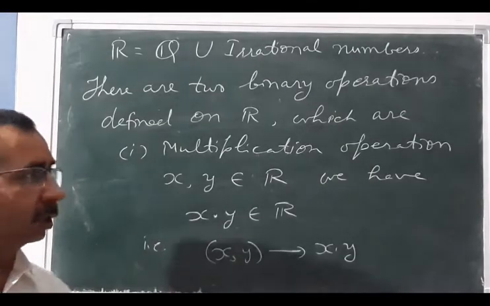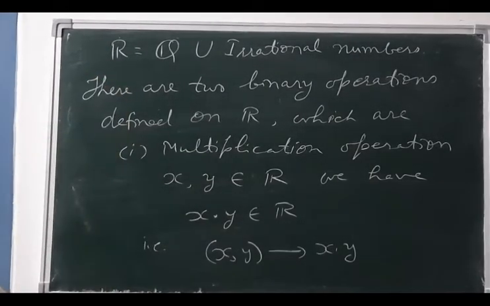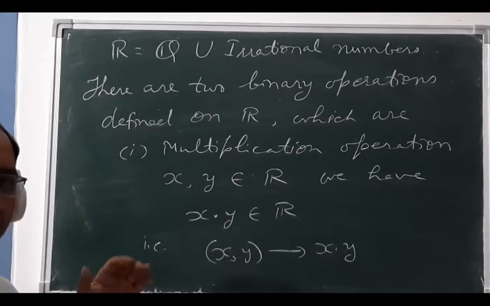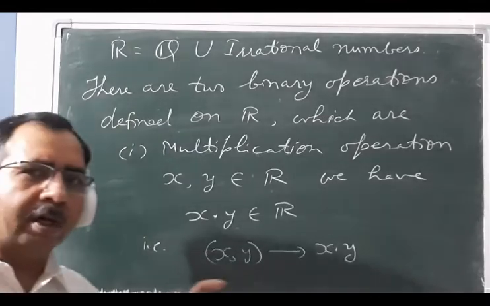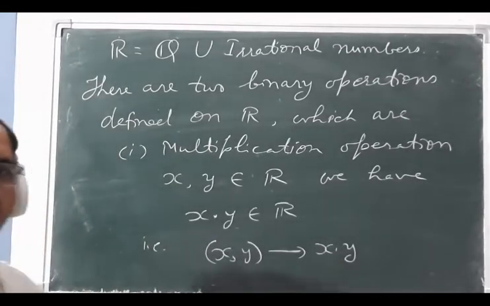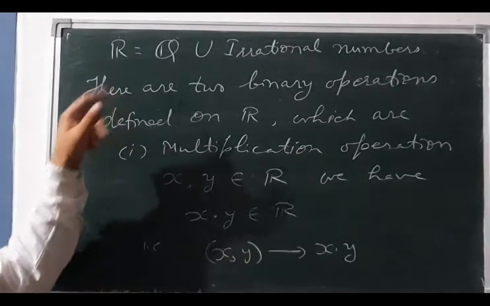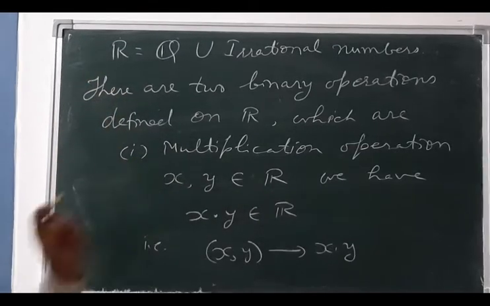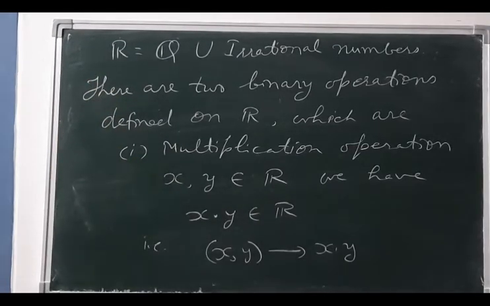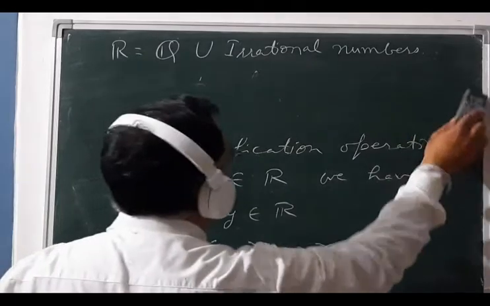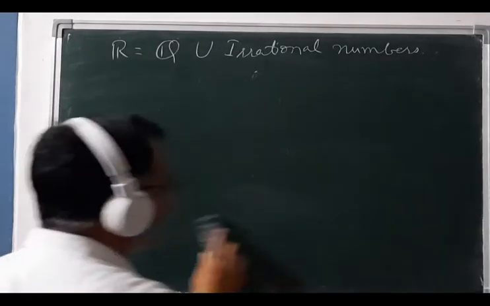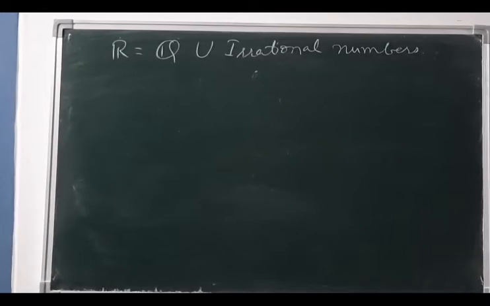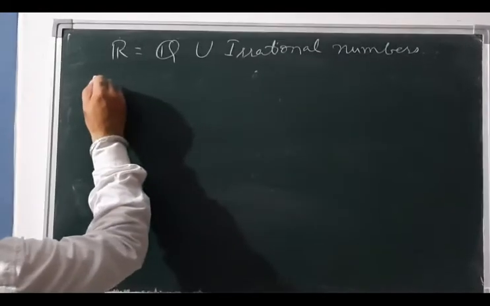All real numbers, that is all elements of this set, satisfy certain properties with respect to these two operations. So now I am going to list those properties which are satisfied by the elements of R with respect to these two operations. First I will describe the properties of addition and then I will describe the properties of multiplication. So first, properties of addition.